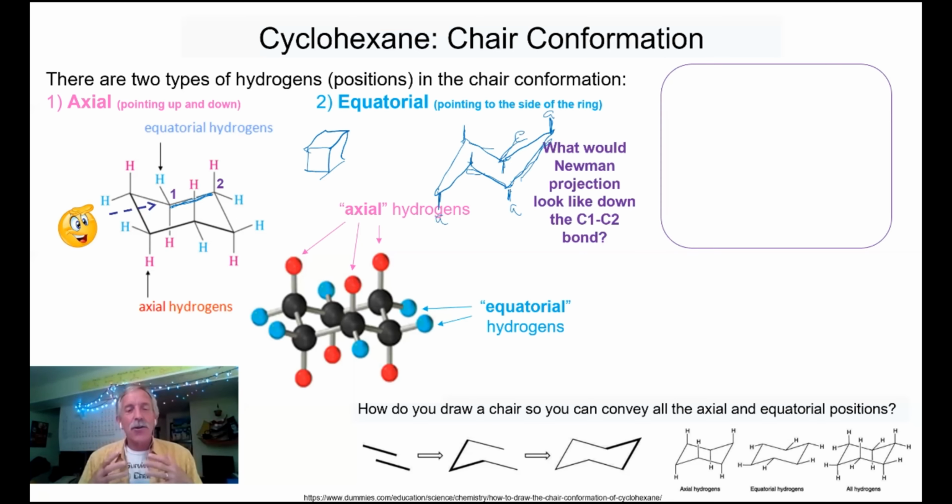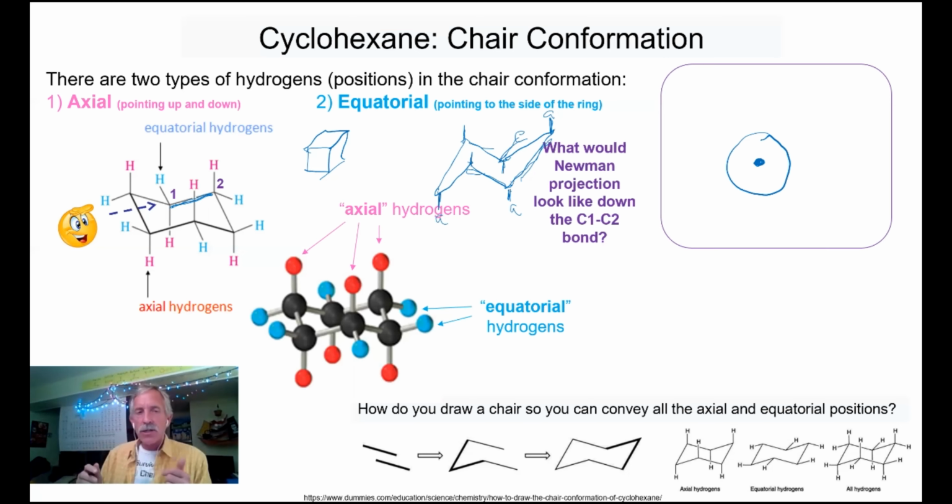Okay, so what would a Newman projection look like going down this bond? How do you even start to draw one? Well, remember, you always have a chest of the cat and a butt of the cat. So those are the first two things I draw every time.